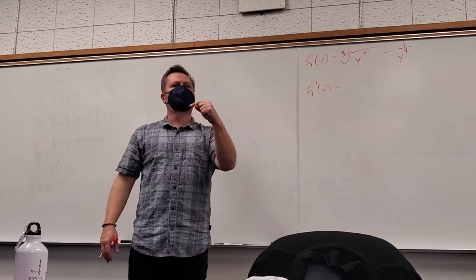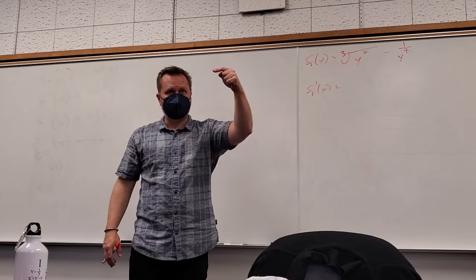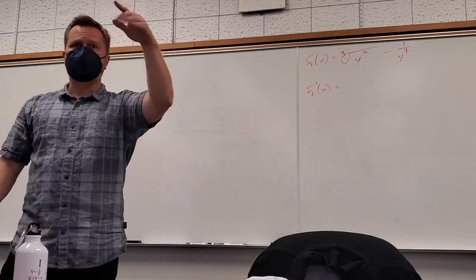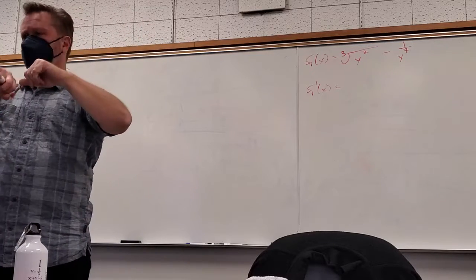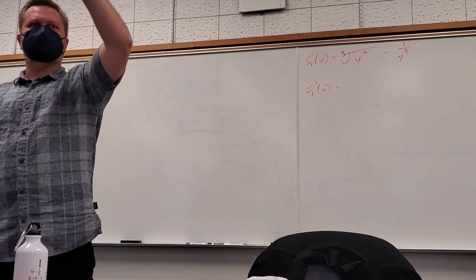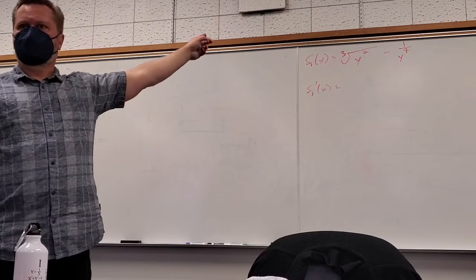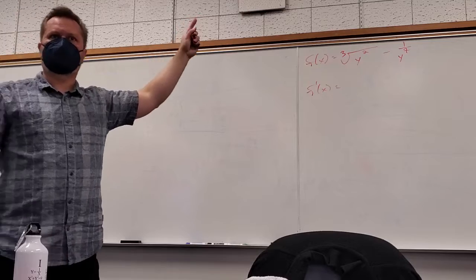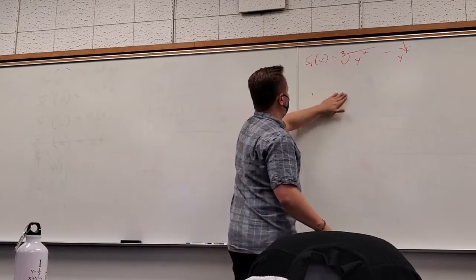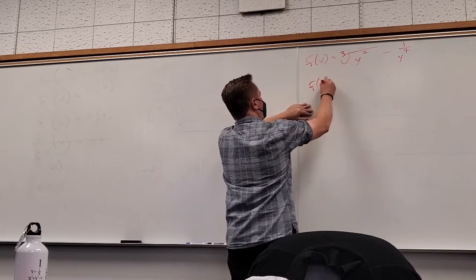Derivative of x to the n, right? Remember? What were we just doing? Derivative of x to the n is n times x to the n minus 1. Is either one of those in that form? Not currently, no. So before we figure this out, let's rewrite this.